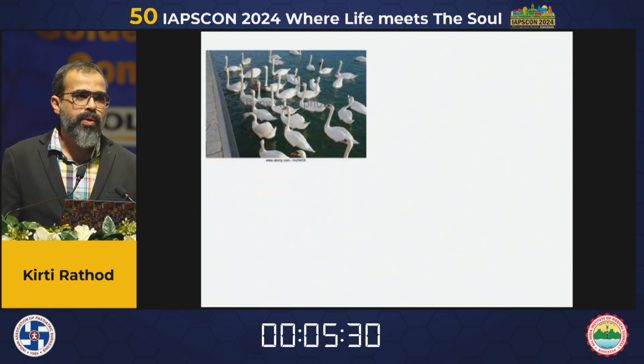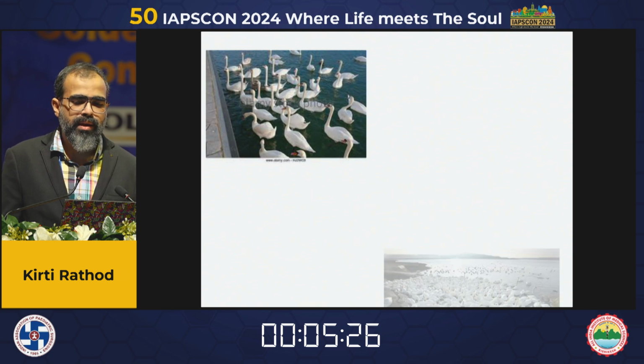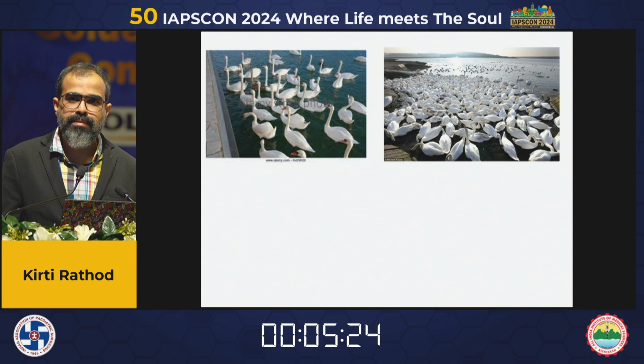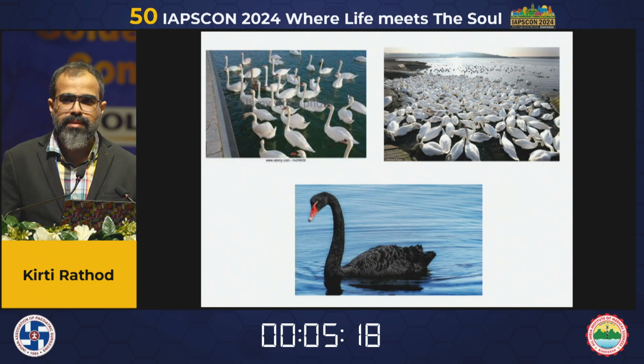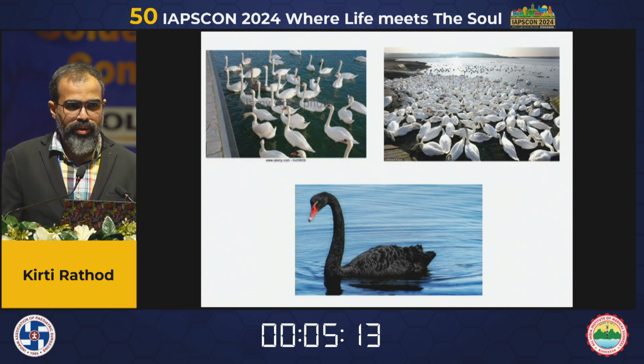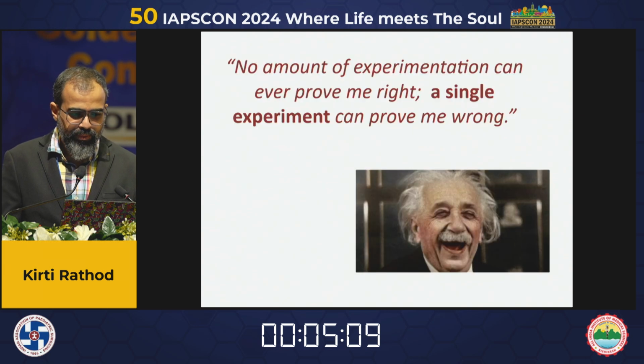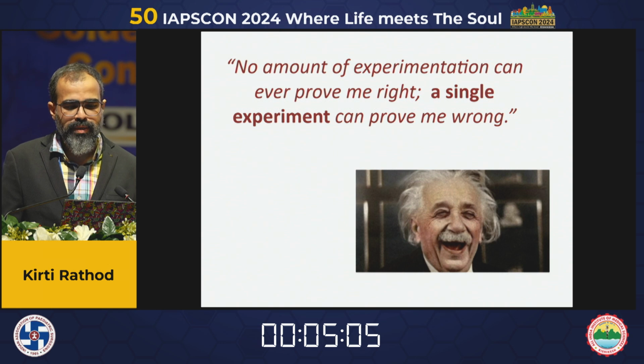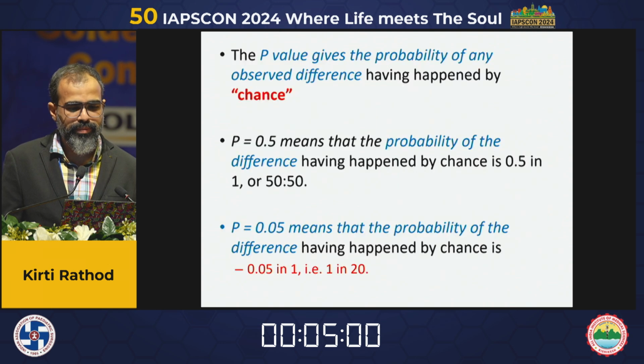Suppose I say all swans are white. How am I going to prove this? I show more white swans. Can I prove it like this? So to disprove this, I'll show one black swan. This is easy, this is what the null hypothesis is. So you have to actually nullify the hypothesis. A famous quote by Einstein is: no amount of experimentation can prove me right, but a single experiment can prove me wrong.